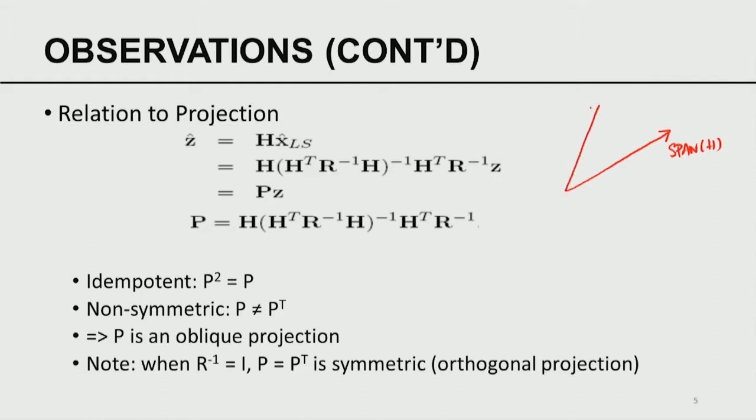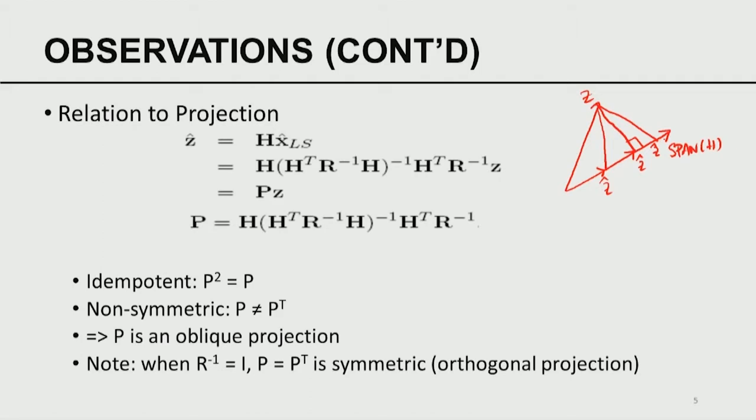This is z. If I project this, this is the orthogonal projection. If I project this, that's an oblique projection. So in the case of orthogonal projection z hat, in the case of oblique projection, this should be this. I could also get an oblique projection like this. There is only one orthogonal projection, all the other projections are oblique.